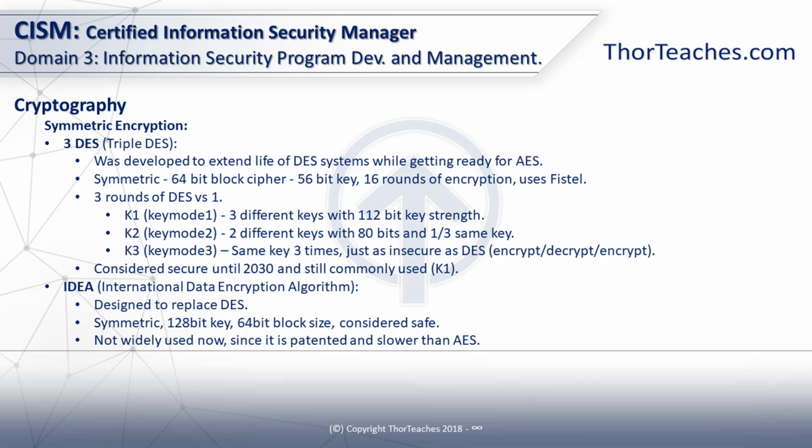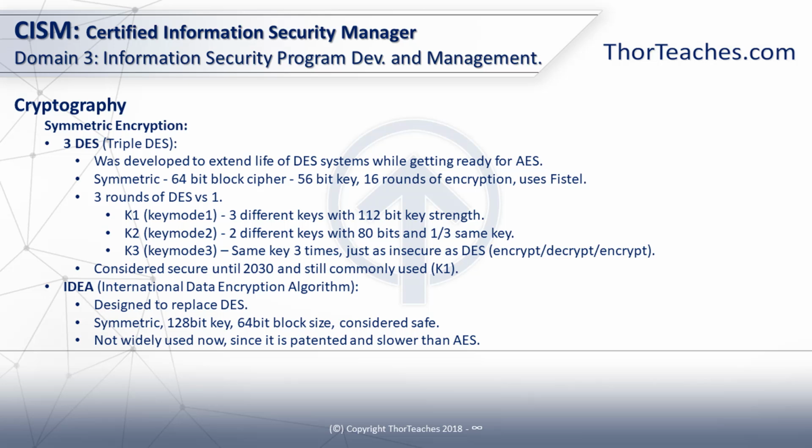Doing triple DES can be done in 3 different key modes. K1, which is the only one that's still considered secure, is using 3 different encryption keys. We encrypt it once with 1 key, then we encrypt it again with another key, and then we encrypt it again with a 3rd key, running it through the Feistel cipher, and again with the same 16 rounds of encryption.